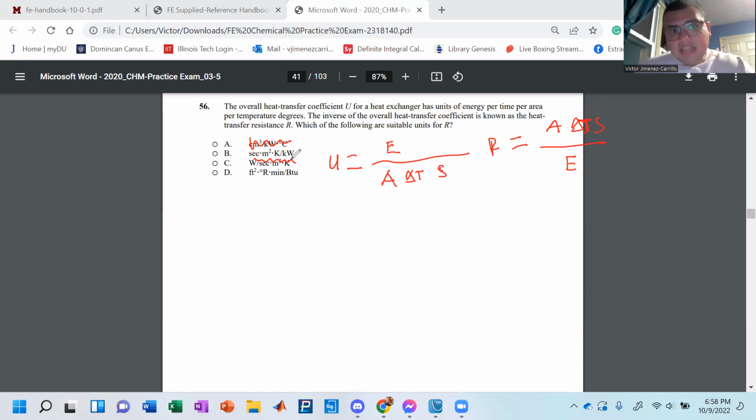Seconds multiplied by meter cubed times Kelvin divided by kilowatts seems like a good deal. But remember, we live in the world of SI. You don't want kilowatts on the bottom. You want regular watts. So this one is trash. Feet squared times Rankine times minute divided by BTUs makes sense, because all of those in American engineering units exist and they work in tandem with each other. So the answer is D.